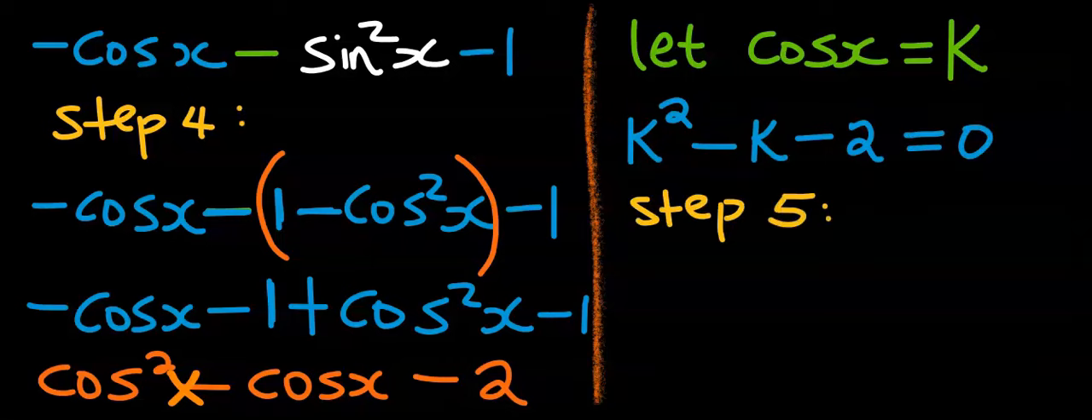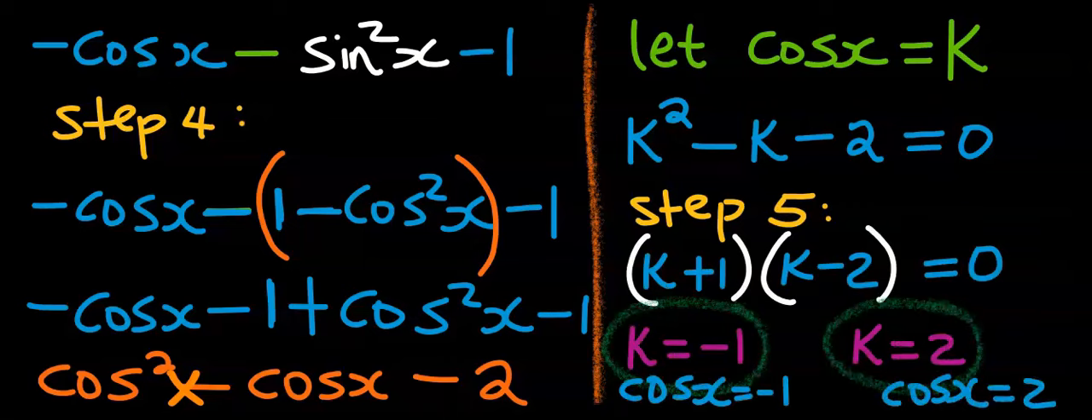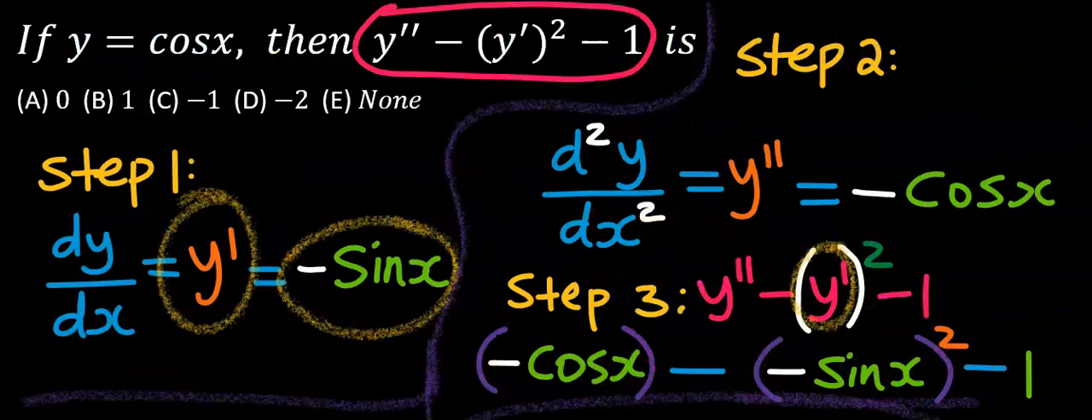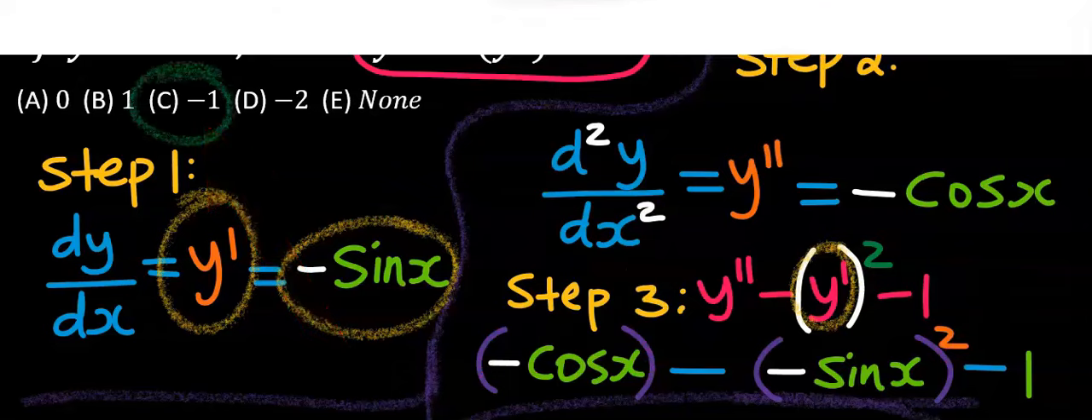Step number 5. By factorization method of quadratic equation, we got k is equal to minus 1 and k is equal to 2, which is the same as saying cos x is equal to minus 1 or cos x is equal to 2. We got minus 1 and 2, and from the options we got c, which is minus 1.